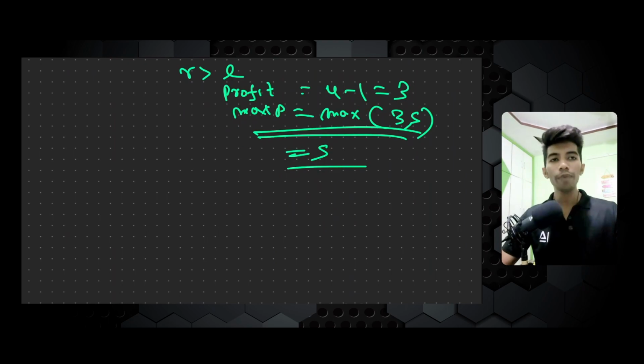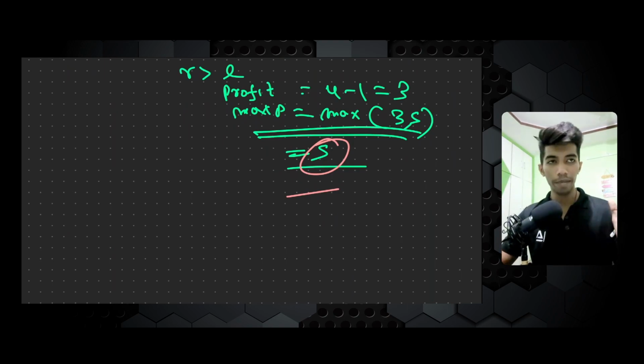So the best time to buy and sell stock here, so that I can get the maximum profit, is 5. So 5 is the maximum profit I will get if I buy in this particular time period.